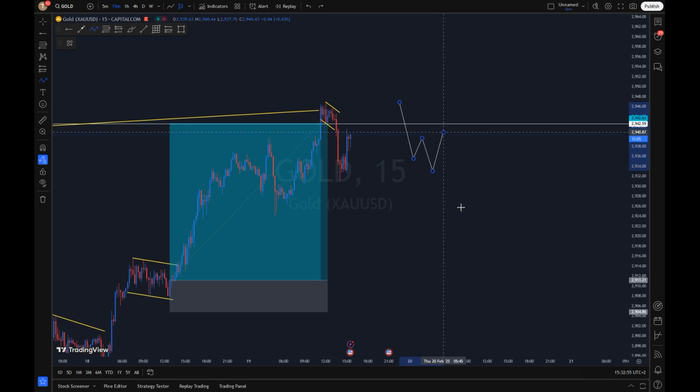Yeah, something like this, guys. I was expecting something like this, but as you can see, this is not a correction. This is a straight impulse. You got it? This is a straight impulse.